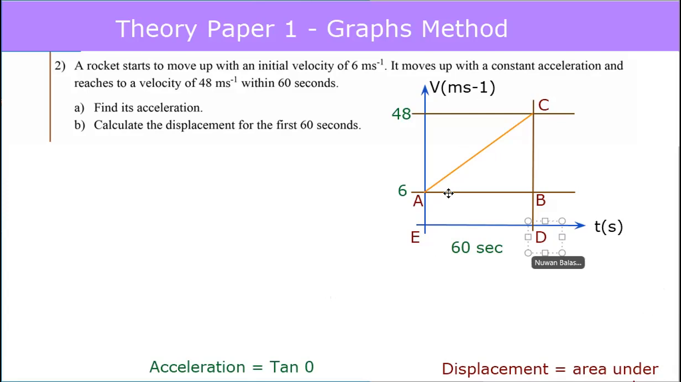So this is the graph. This yellow color line is the graph. The brown color lines should be dotted lines. Complete it. So this is theory paper 1. We have already answered these questions by using linear motion equations. Today I'm going to answer the same questions by using the graph method. That's it. Draw it quick.